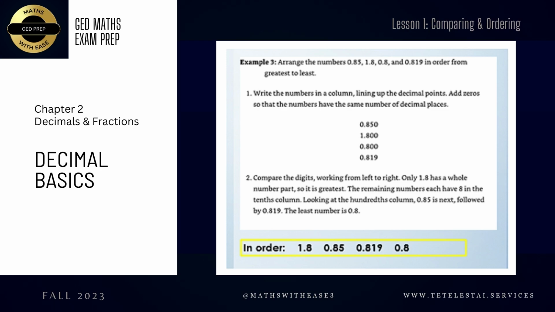Since it's the only number of the set that has a whole number part, we determine that it's the greatest. And since the rest of the numbers have an 8 in the tenths column, you want to move to the hundredths column. And we can see that 0.85 is the next greatest number, followed by 0.819, with the least being 0.8.